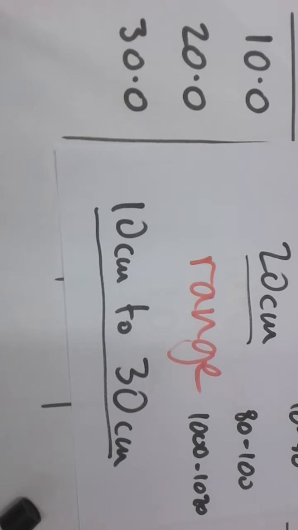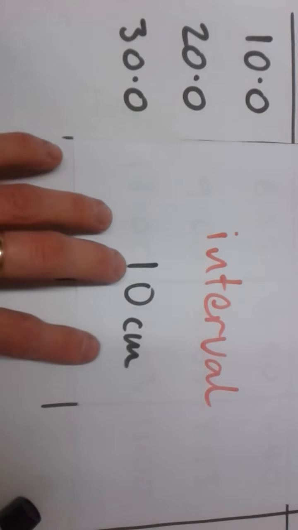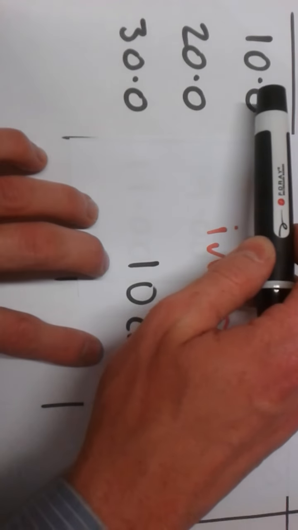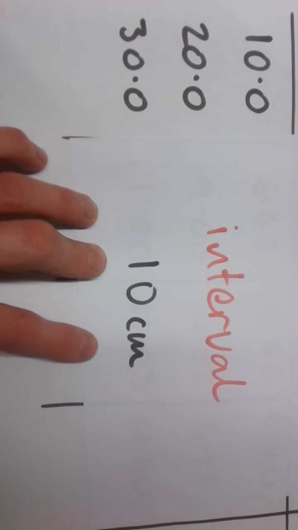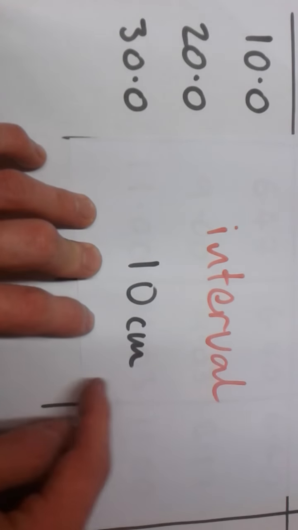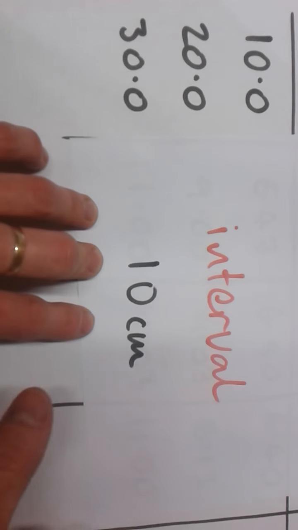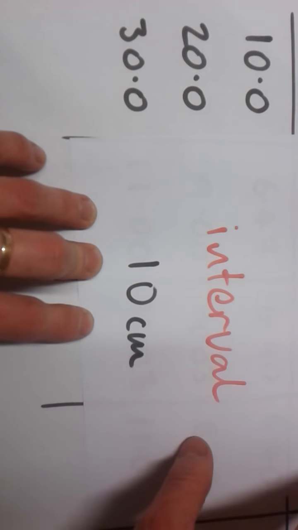The other thing I could do also is decrease the interval. So have a smaller interval, perhaps maybe 5 centimetres between my lengths. That means when I come to plot my graph, I'm going to have far smaller gaps between all my different points.